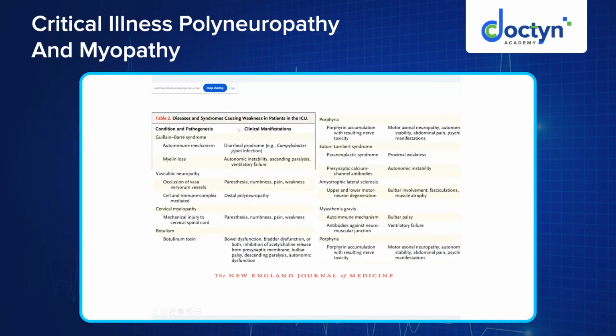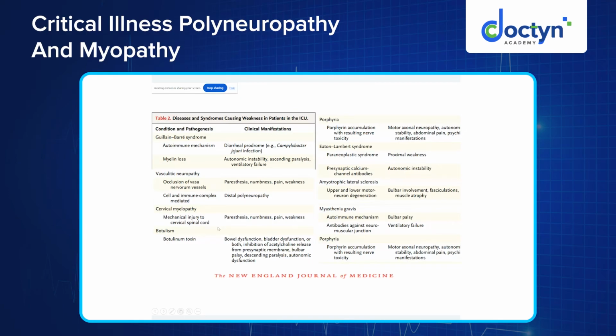So disease and syndromes causing weakness, very important. GBS, why? Autoimmune mechanism, myelin loss is there, that leads to autonomic instability, there is ascending paralysis, and of course, ventilatory failure. Vasculitic neuropathy, occlusion of the vasa vasorum, that leads to numbness, pain, and weakness in the muscles. Cervical myelopathy, that also leads to paresthesia, numbness, pain, and weakness.